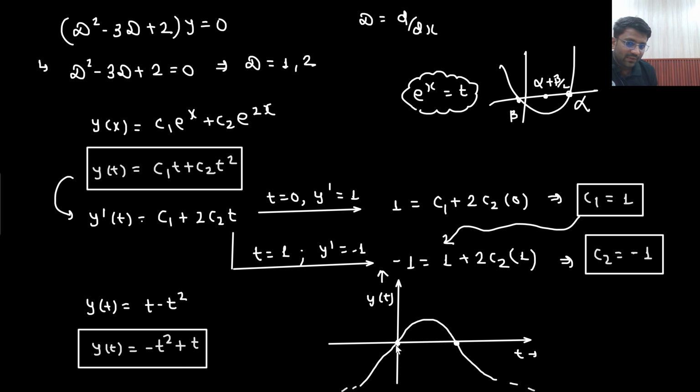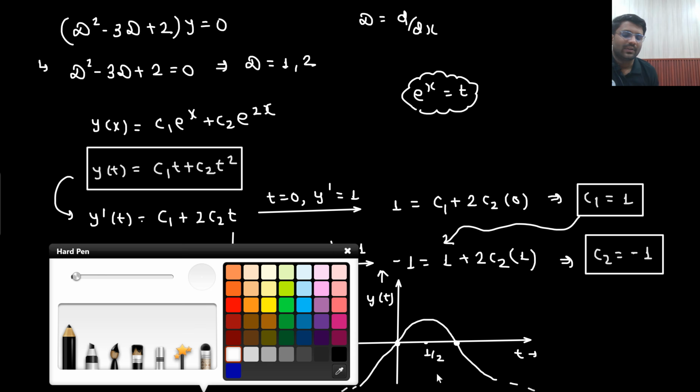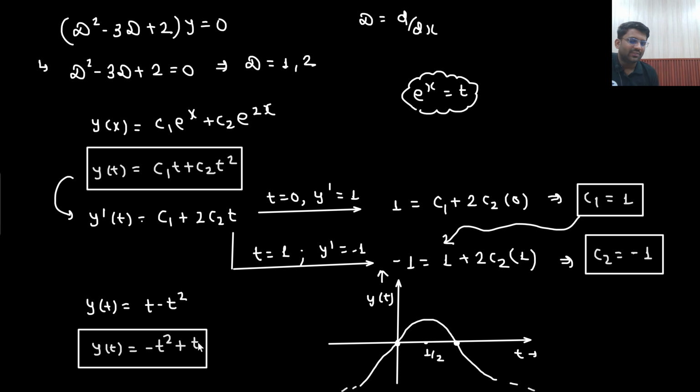Now you know that one root I am getting at 0, the other root at 1. So this point has to be 1 by 2. For sure this point has to be 1 by 2. So the maxima I will get at t equals 1 by 2. Otherwise you can simply differentiate it: minus 2t plus 1 equals 0, and t equals 1 by 2 is what you get. So at t equals 1 by 2 you will get the maxima.